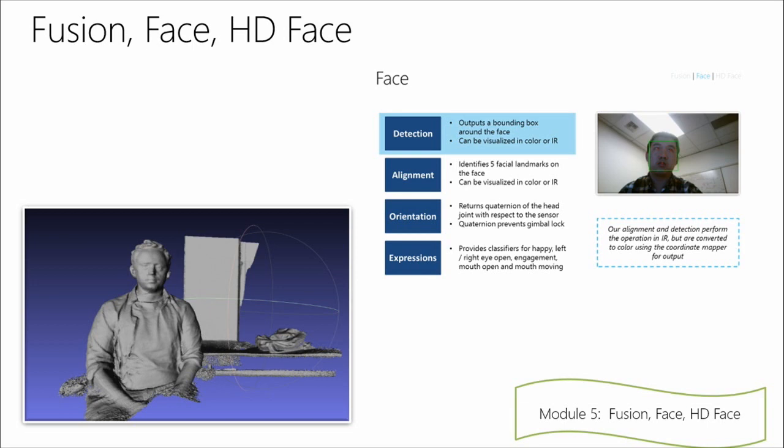Also, we're going to talk about face and HD face and how you can do face detection. You can know in which direction a person is looking. HD face is super cool. It's like 1,400-ish points that you can map on the face to get a really detailed face scan. Matt's the expert on this.